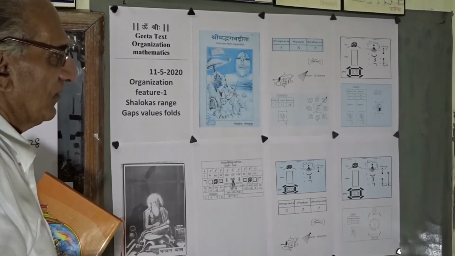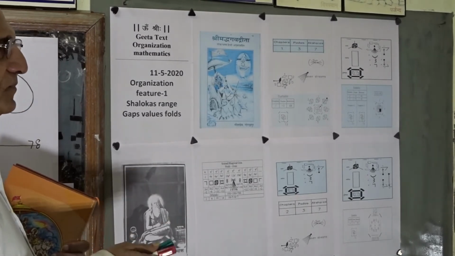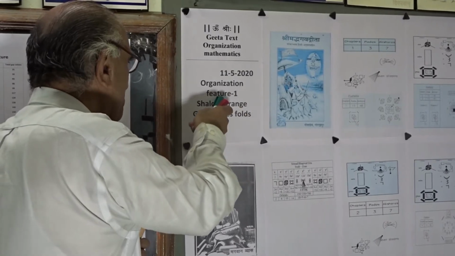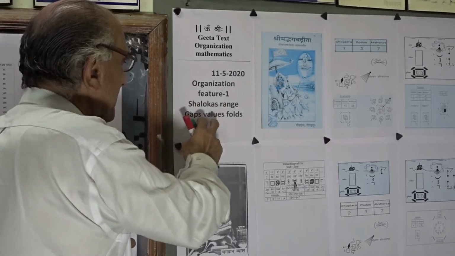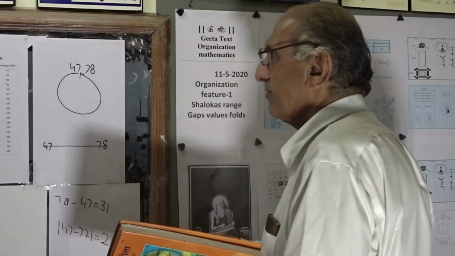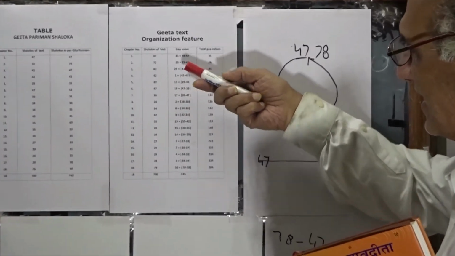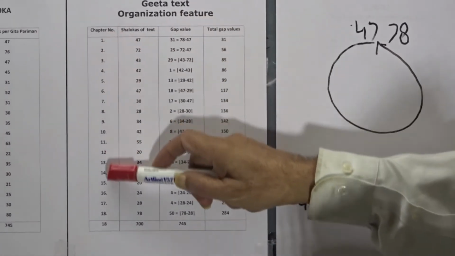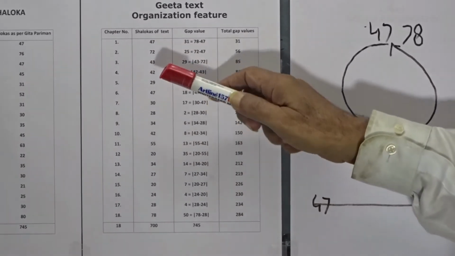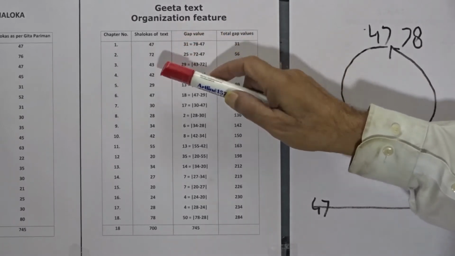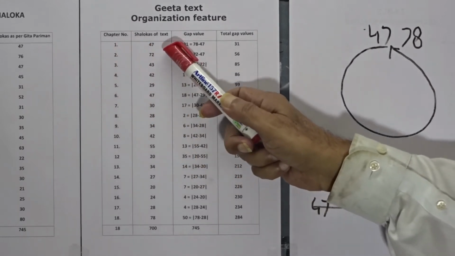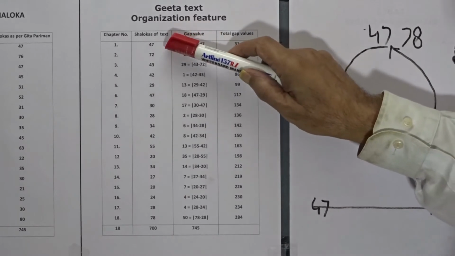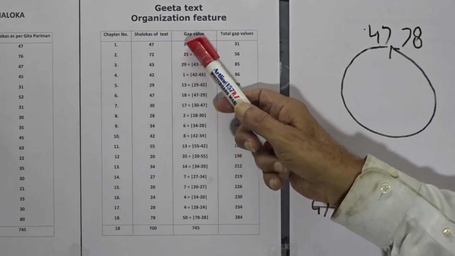Today, without having further elaborations of the different aspects, we are initiating ourselves for this organization with feature 1, the first feature. It is the feature of shlokas range gaps values. The shlokas of Srimad Bhagavad Gita may be tabulated as here in column number 2. The column 1 is the number of the chapter, and column 2 gives the number of shlokas of the chapter. Chapter 1 is of the range of 47 shlokas. Chapter 2 is of the range of 72 shlokas. Now this reach from 47 to 72 gives us a gap value 25.